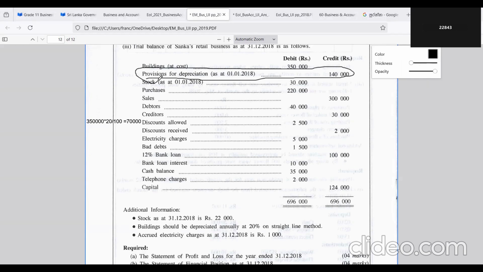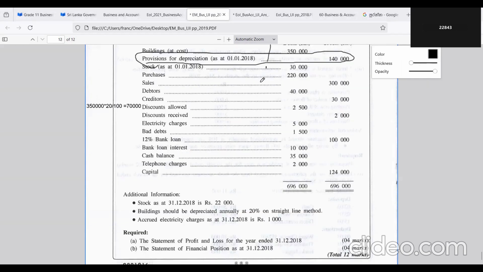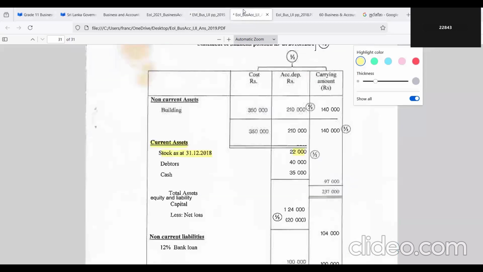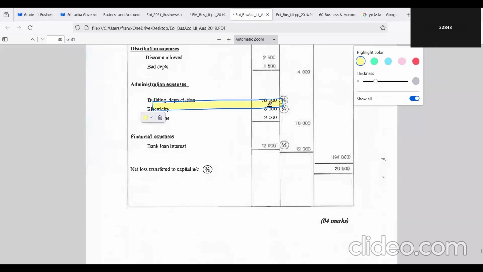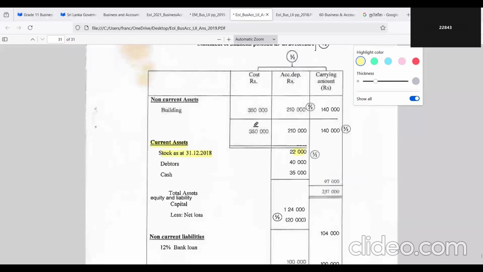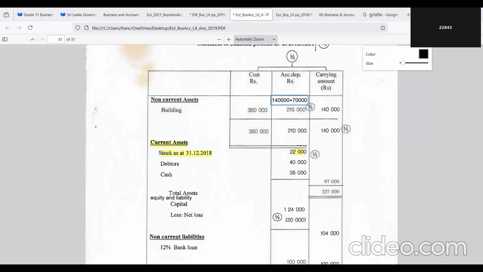140,000. What must we do for this? We have recorded 70,000 under administration, no issue. 140,000 should be recorded under accumulated depreciation. But for this, I should add the value taken from the income statement as well, 70,000. That is what I mean given in the theory classes. We should add it.